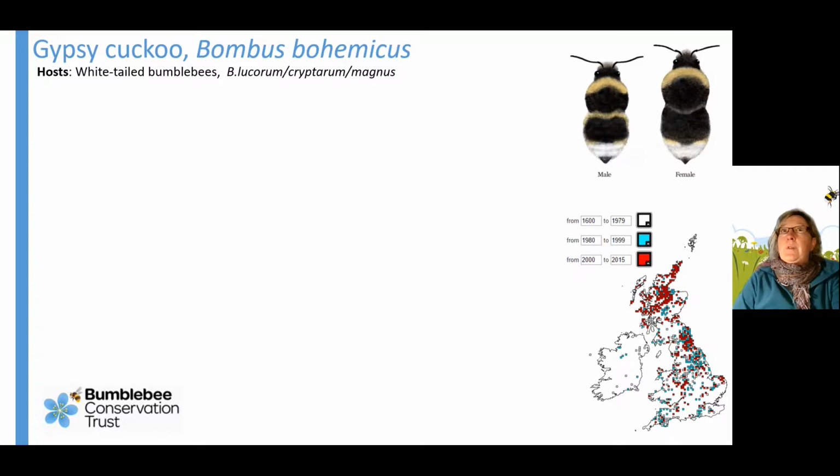Okay, moving on to Bombus bohemicus, the gypsy cuckoo. The host species are the white-tailed bumblebees, Bombus lucorum, cryptarum, and magnus, which together make a complex of species we refer to as Bombus lucorum ag, or aggregate, because they're all very, very similar. So they host bohemicus, and you can see it has quite a different distribution from vestalis. So much more northerly distribution in line with its host species.